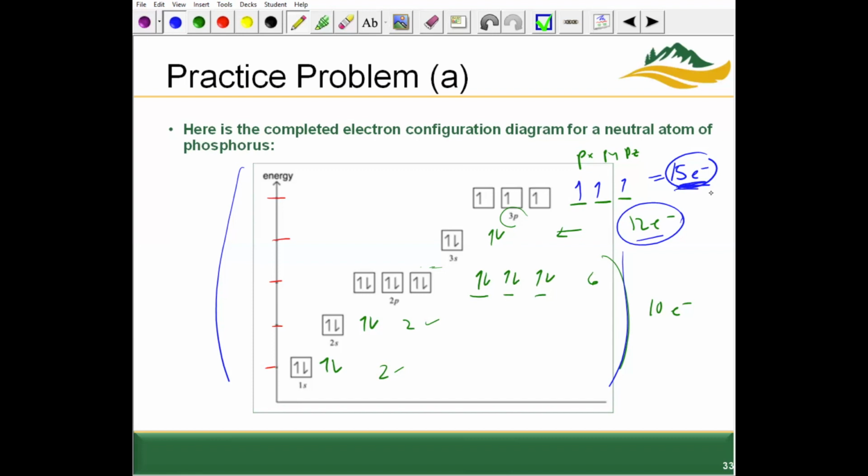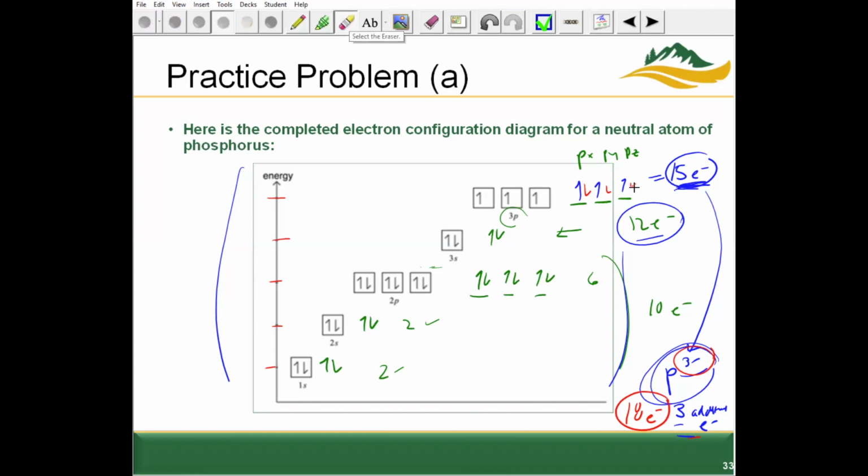If phosphorus became phosphide and was P3-, that means we have 3 additional electrons to fill in. For an anion for phosphorus with 3 additional electrons, can you think where those might go? For the anion form, we are going to then pair up 1, 2, 3. That's only if we have the anion form of phosphorus with 18 total electrons.